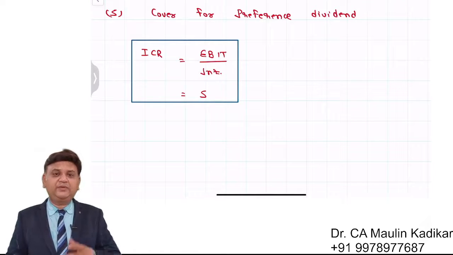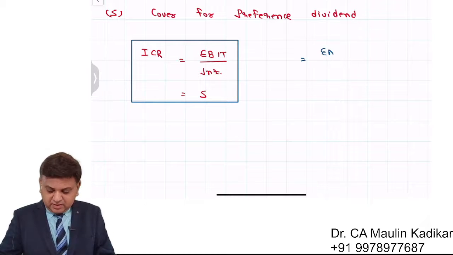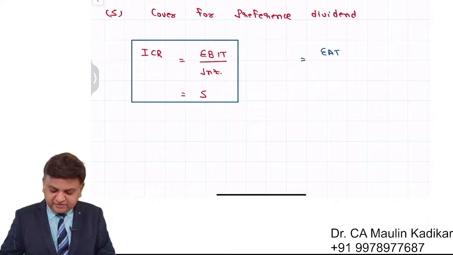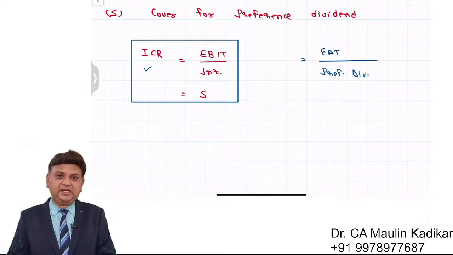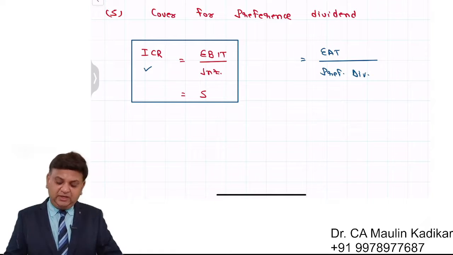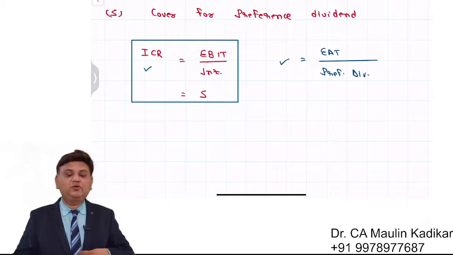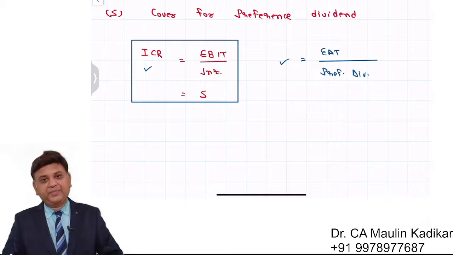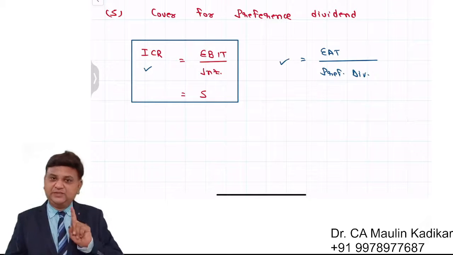There is a term called cover for preference dividend. It is calculated as, listen carefully, earning after taxes divided by preference dividend. The way interest coverage ratio is indicating the ability of the company to make the payment of the interest, similarly, preference dividend coverage ratio is indicating the ability of the company to make payment of the preference dividend. Higher the coverage ratio, the company's financial position is sound and vice versa. That is the first thing.